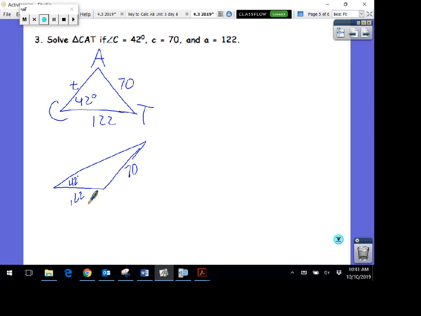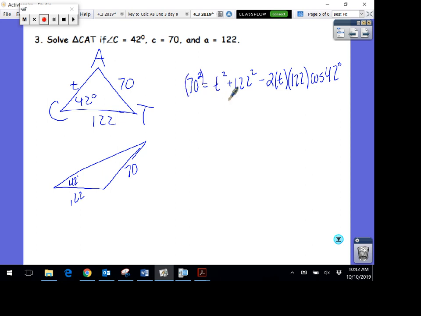You do not have to draw, you can just draw a triangle, whatever it looks like. You do not have to draw two, you just have to be aware. Side side acute angle, ambiguous case. Maybe one, maybe two, maybe none. So if I set up my law of cosines, 70 squared equals T squared plus 122 squared, or vice versa, it doesn't matter, you're adding, doesn't matter what order you add in. Minus 2 times T times 122 times cosine of 42 degrees.